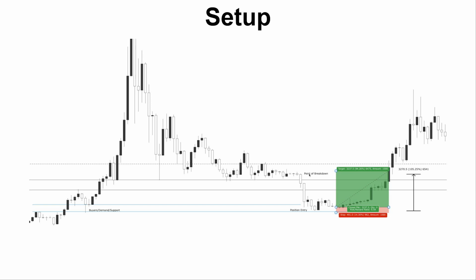Now this tool right here is something we're going to be utilizing going forward, and this is a tool in TradingView that's going to allow us to set up our trades, define our risk, identify our exits, and know exactly what we're doing, and our plan is in place.